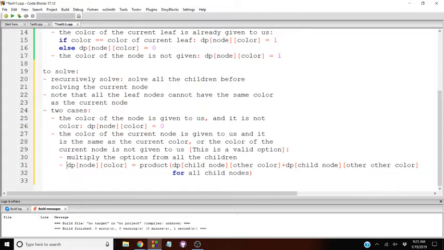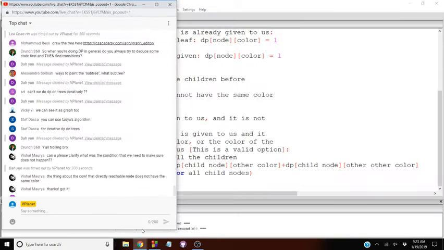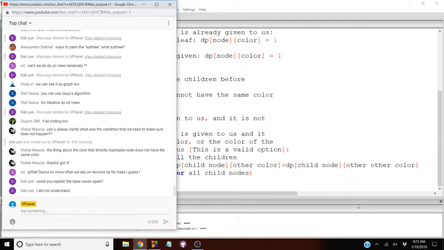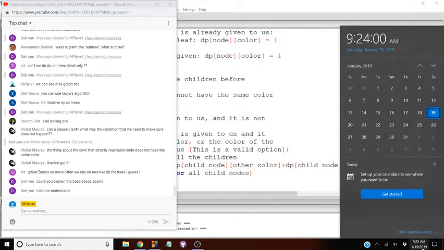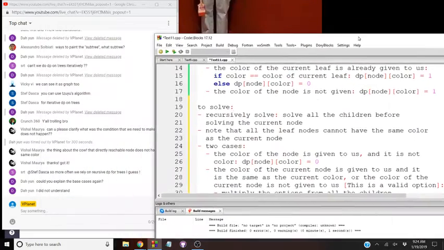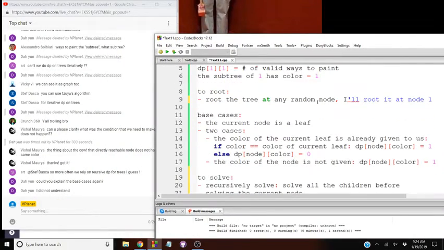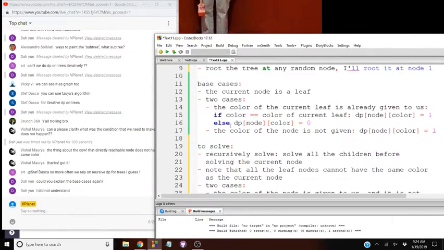Okay, couple questions. Are there any questions, first of all? And second of all, do I need to code this? Could I explain the base cases again? Alright, sure. So the base cases are here, the base cases right here.